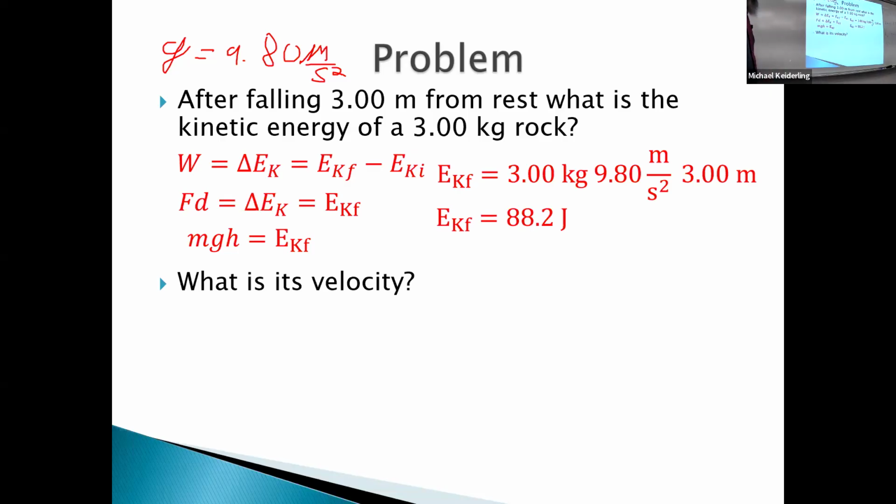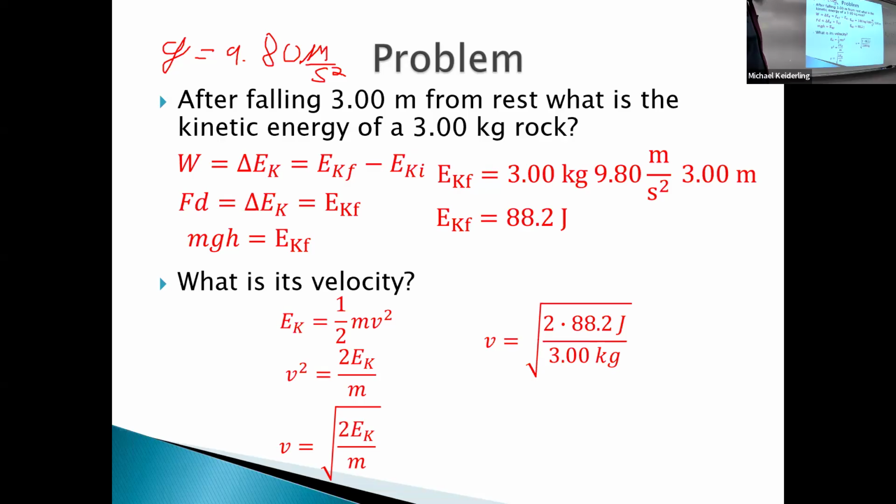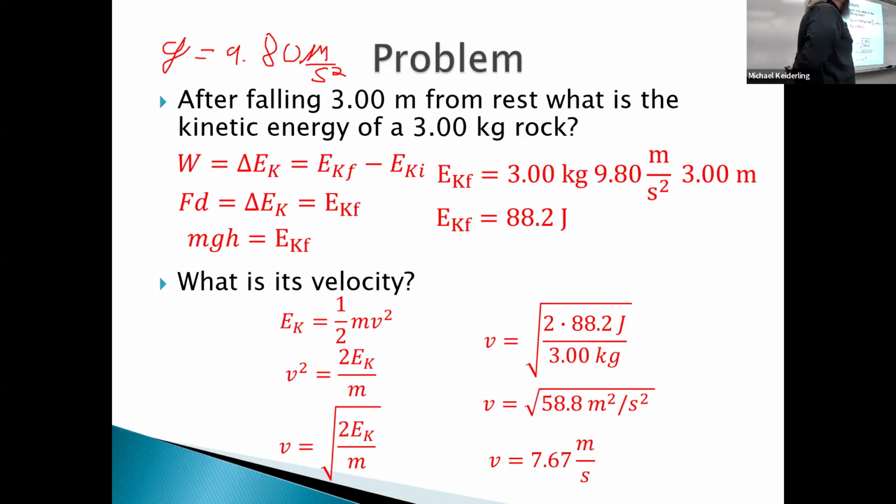That is the kinetic energy of that 3 kilogram rock that has fallen a distance of 3 meters. Its velocity, well, kinetic energy is 1/2 mv squared. So v squared is 2 times kinetic energy over mass. So the square root of 2 times kinetic energy over mass gives you velocity. So square root of 2 times 88.2 joules over 3 kilograms. Square root of 58.8 meters squared per second squared, or 7.67 meters per second.